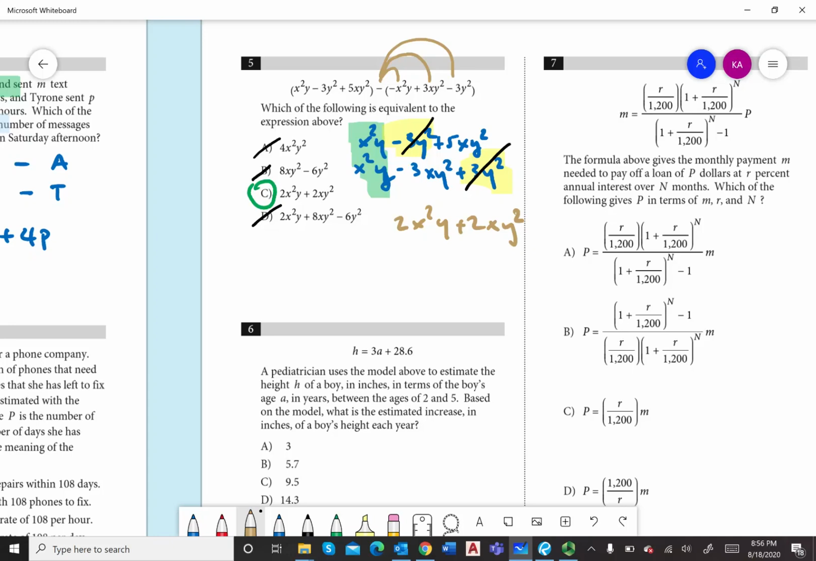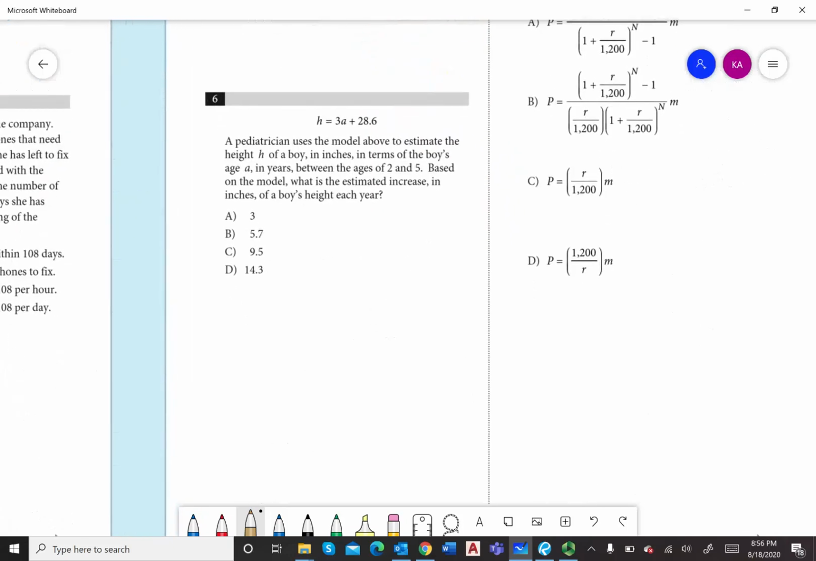Okay, let's jump to question number 6. Question number 6 says h is equal to 3a plus 28.6. A pediatrician uses the model above to estimate the height h of a boy in inches in terms of the boy's age a in years between the ages of 2 and 5.